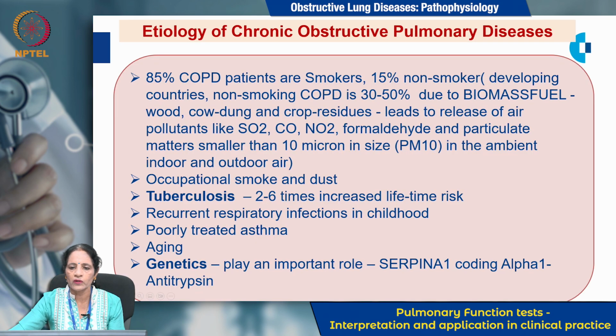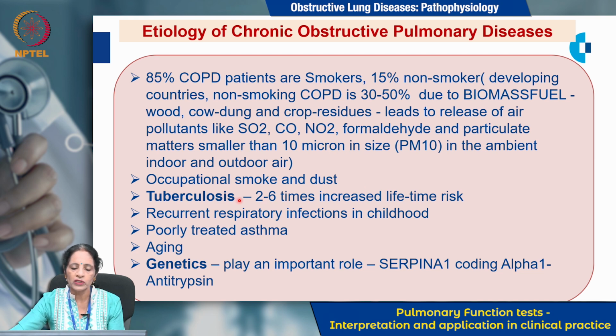Moving on to the etiology of chronic obstructive pulmonary disease, 85% of these patients are smokers. 15% of them are non-smokers, where in developing countries especially, non-smoking COPD is 30 to 50% due to what is called biomass fuel, where wood, cow dung and crop residues are burnt, and these lead to release of air pollutants like sulfur dioxide, carbon monoxide, nitric oxide and formaldehyde, and particulate matter smaller than 10 micron in size, which is PM10, in the ambient indoor and outdoor air. There are also occupational smoke and dust, which are important causes for COPD.